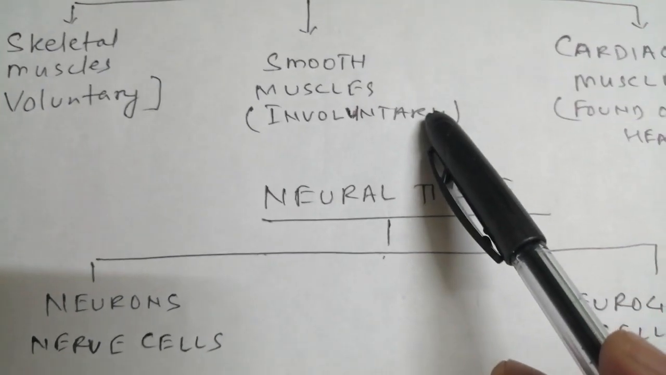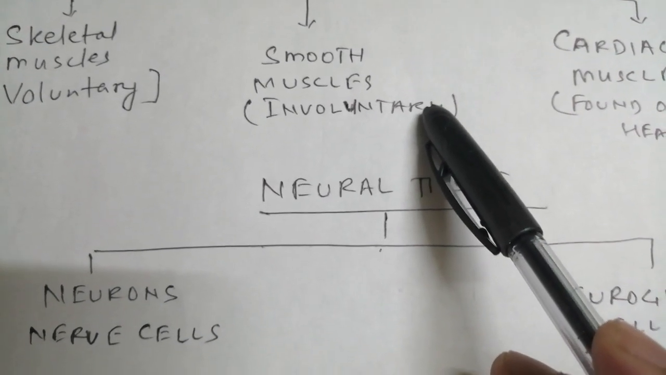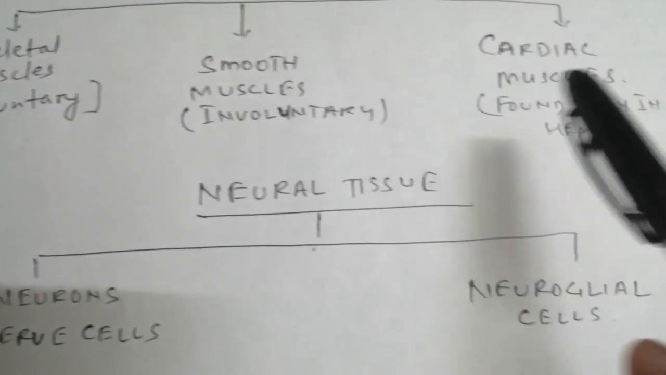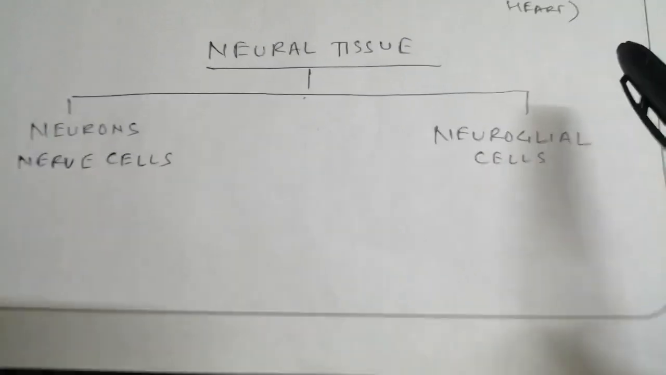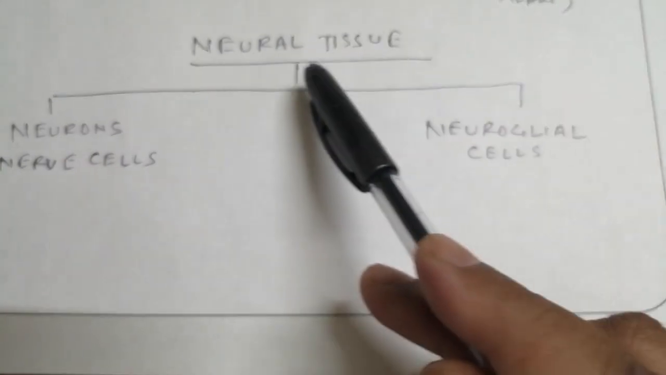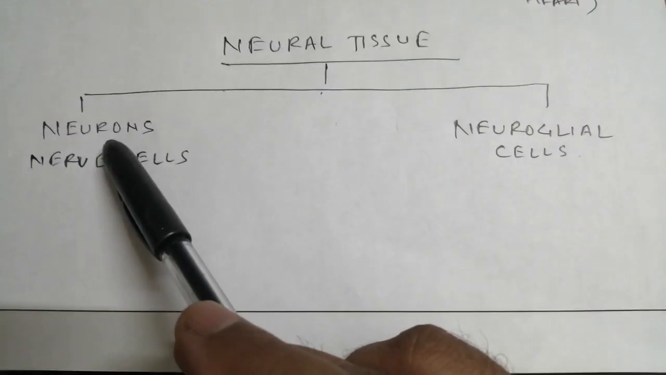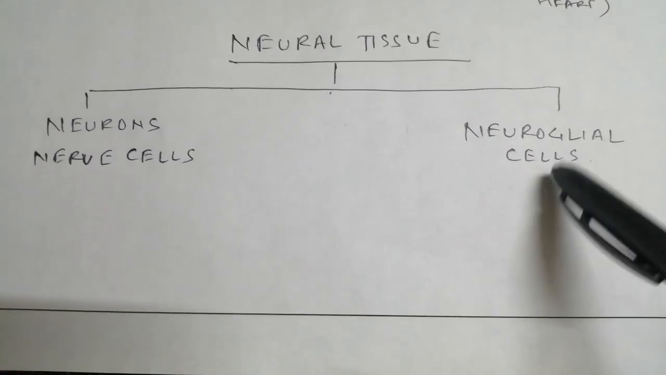Smooth tissue, which is involuntary and does not work with willpower, and third is the cardiac tissue, only found in the heart. Then comes the last tissue type. These are the neural tissue. They are made up of neurons and neuroglial cells.